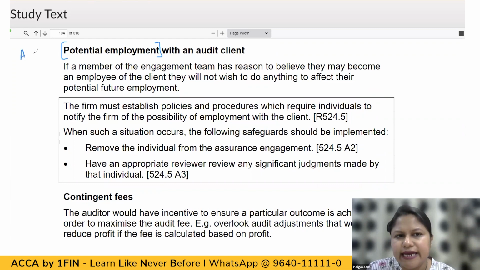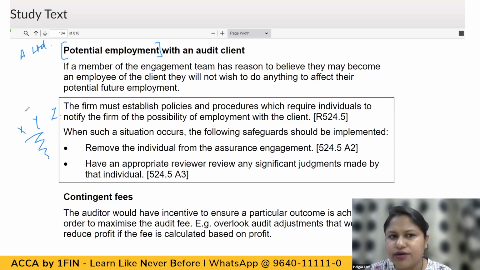There is a company A Limited and we are a firm of ACCAs. Maybe we are 3 partners: partner X, Y, and Z. And then we have many people working under us. Now, one of the partners will be assigned to do the audit of A Limited. He will be the key audit partner doing the audit of A Limited. Along with him, he'll take a team, and all of them together will go and do the audit of A Limited.